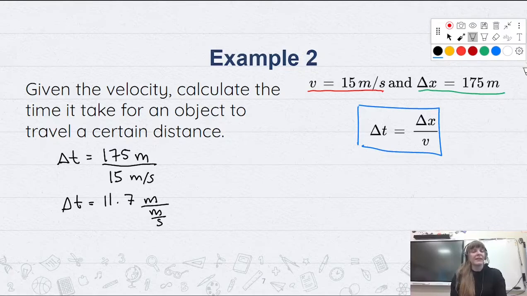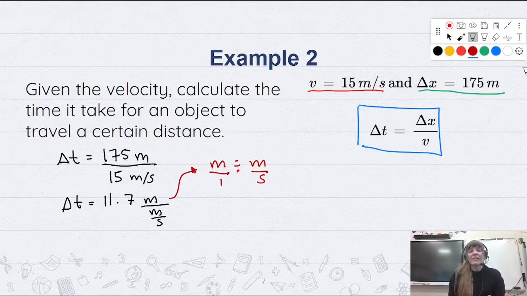This looks a little funky. So let's see if we can simplify this a little bit. We have meters divided by meters per second. We can also write this out in a different way. We can just say meters is being divided by meters per second. We have a fraction here, and technically we could have this as a fraction too. We just put this over 1.